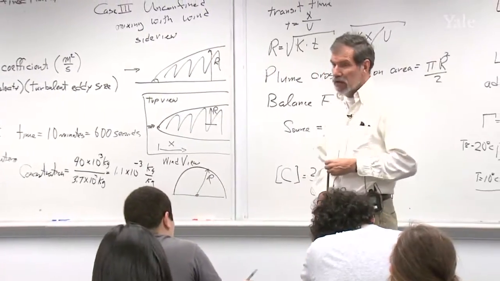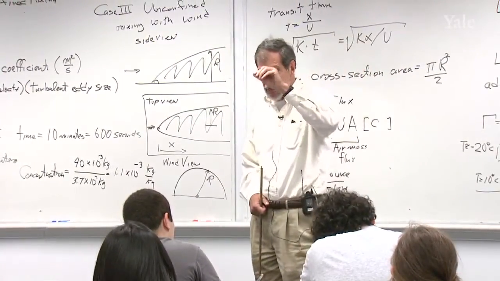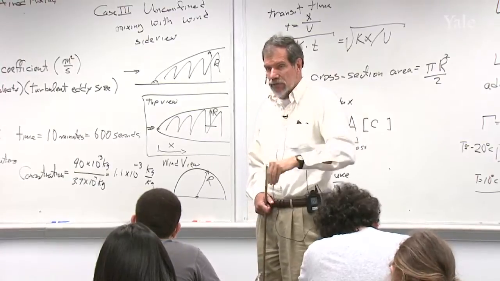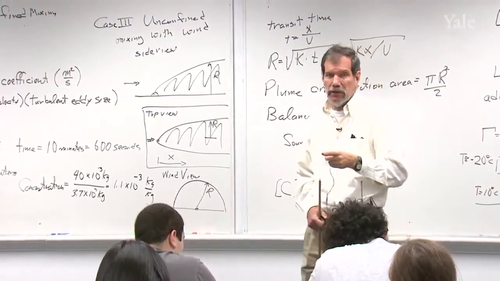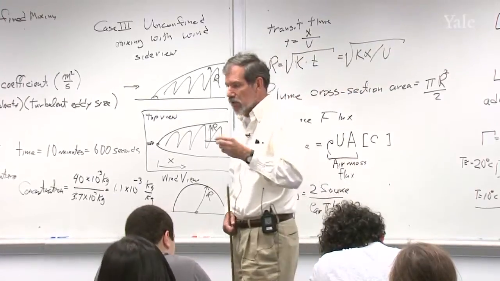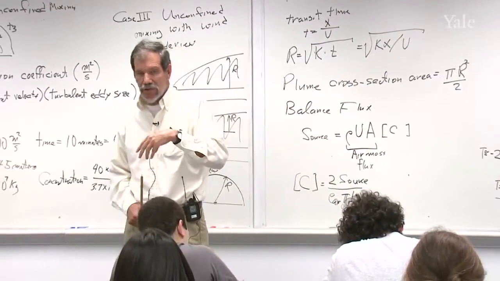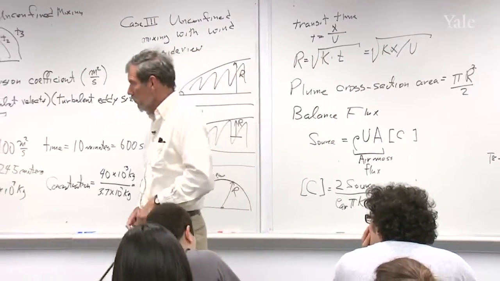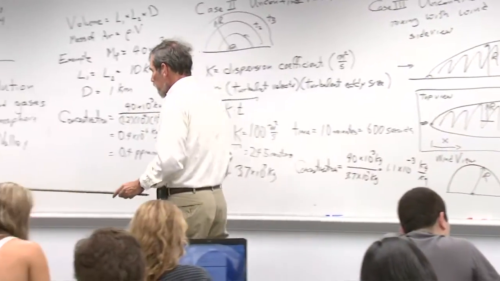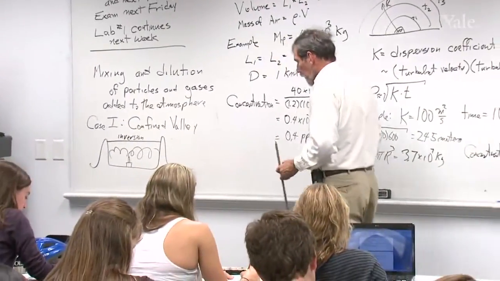If the particles are large enough, of course, they might gravitationally fall out after a while, and that effect would not be included in the calculations I'm doing here. So I'm assuming the particles are small or it's a gas so that it will just move along with the air itself.